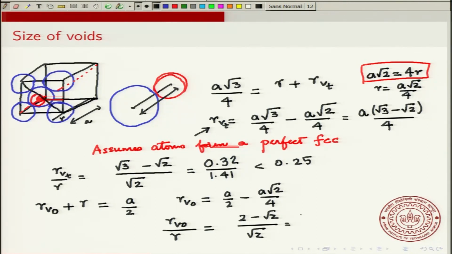Similarly, this is about, and this is much higher. So, this is nearly about 0.43. And yes, this is significantly larger, but still it is much smaller than what you would expect. So, this is about the size of the voids.